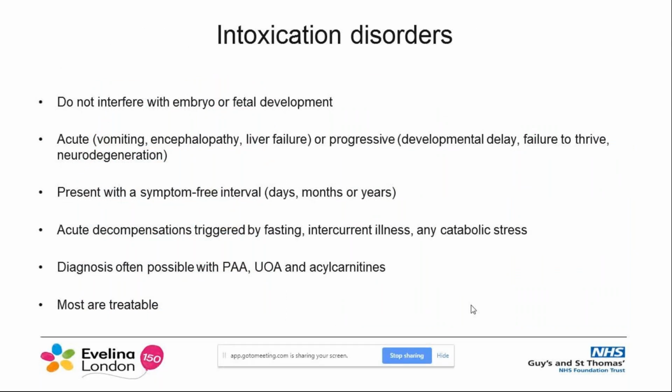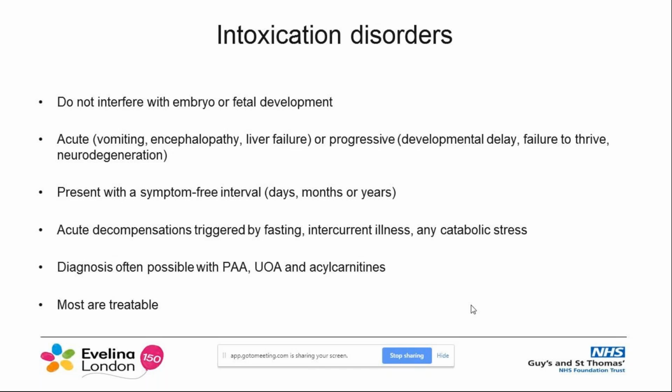And then, if we look at intoxication disorders as the first classification, these tend not to cause symptoms straight off from birth unless they're extremely severe. So they don't cause any congenital abnormalities or any dysmorphic features. They can present acutely, so often with vomiting, encephalopathy or seizures, and sometimes liver failure, or be a bit more progressive and present with developmental delay, failure to thrive, and potentially a neuroprogressive disease. They tend to present with a symptom-free period, but that can often be days in the acute situation, depending on the severity, or can be months or years and plod along for a little bit.